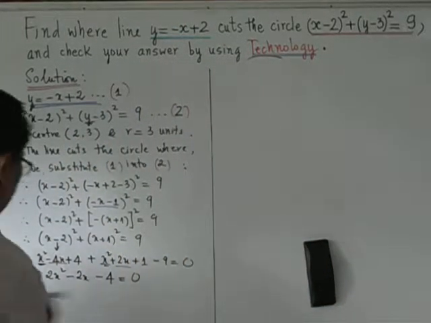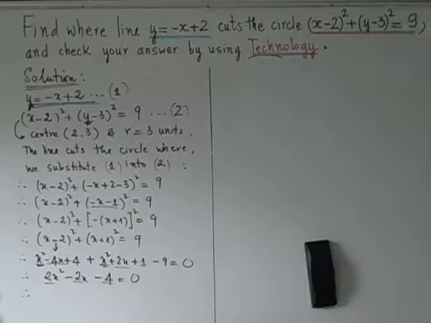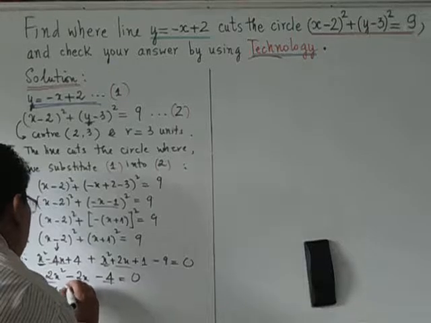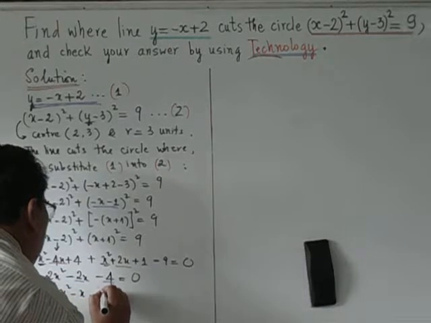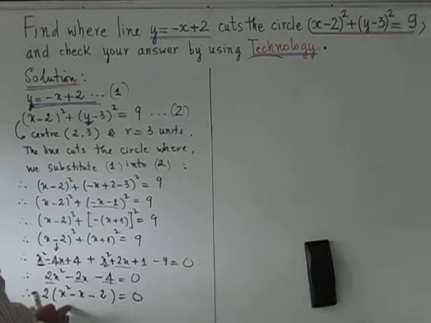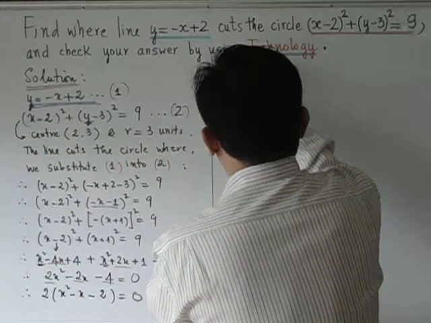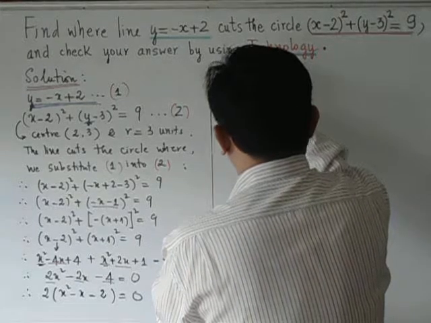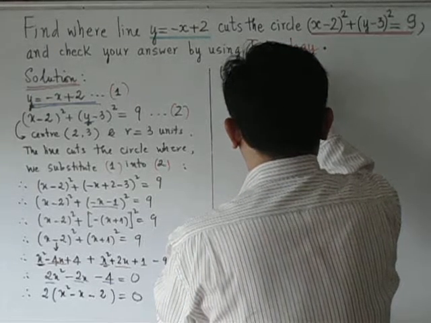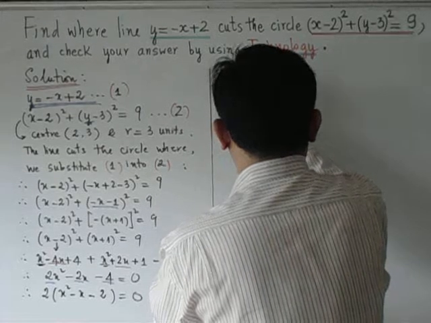So we can see number 2 here is the common coefficient. We have to take number 2 out of the bracket. So therefore we have 2 times (x power 2 minus x minus 2) equals 0, divided by 2. Therefore, this gives us x power 2 minus x minus 2 equals 0.